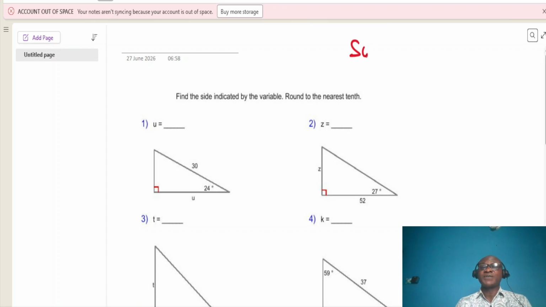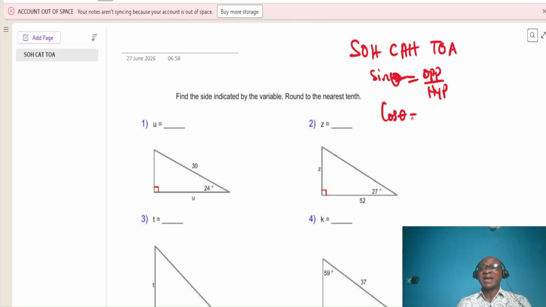Are we making use of SOH CAH TOA? So what this term means, reminding you: sine theta is equal to opposite over hypotenuse. Then cos theta, where theta is the angle inside the triangle, is adjacent over hypotenuse. And then tan theta is opposite over adjacent. Any of these three ratios can be used.